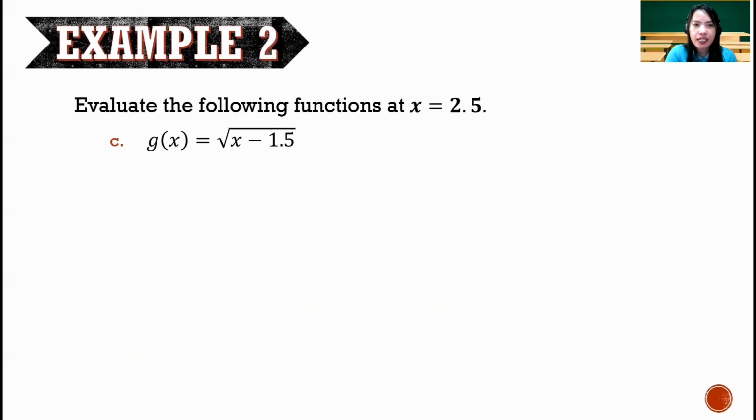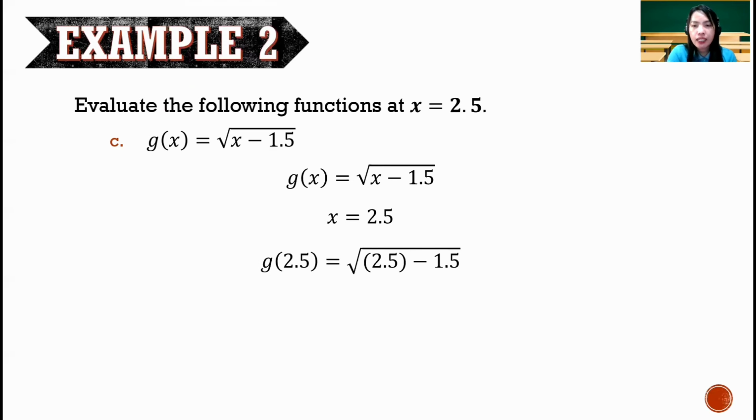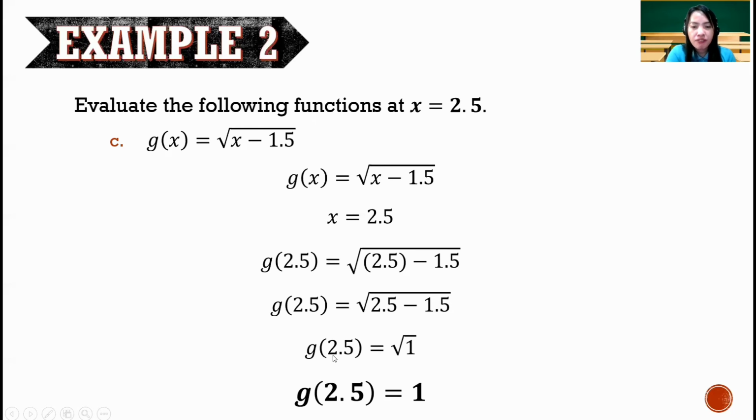In letter C, the given function is g of x equals the square root of the quantity x minus 1.5. We're going to evaluate the given function at x equals 2.5. So, aalisin natin yung lahat ng variable x at papalitan natin ng 2.5. So here, naging na siyang g of 2.5 equals the square root of the quantity 2.5 minus 1.5. So 2.5 minus 1.5 under the radical sign, that is 1. We can simplify this pa, so that will be g of 2.5 equals 1. That's the final answer in letter C.